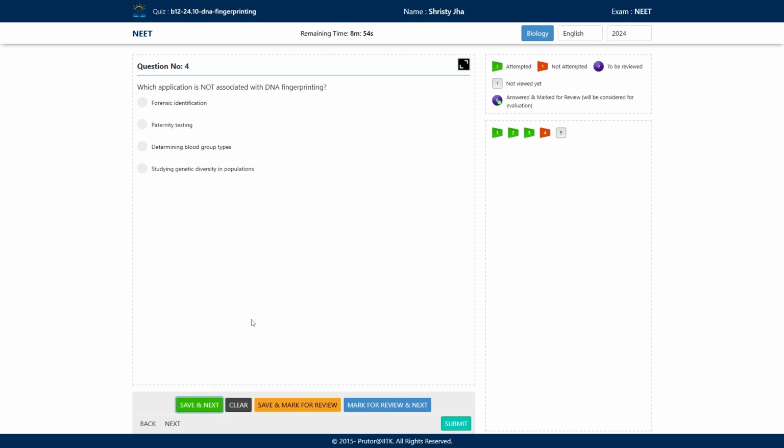Which application is not associated with DNA fingerprinting? It is determining blood group types, whereas forensic identification, paternity testing, and studying genetic diversity in populations can be done. Then, what is the significance of using PCR in modern DNA fingerprinting? What can it do? It amplifies DNA, enabling analysis from a single cell.